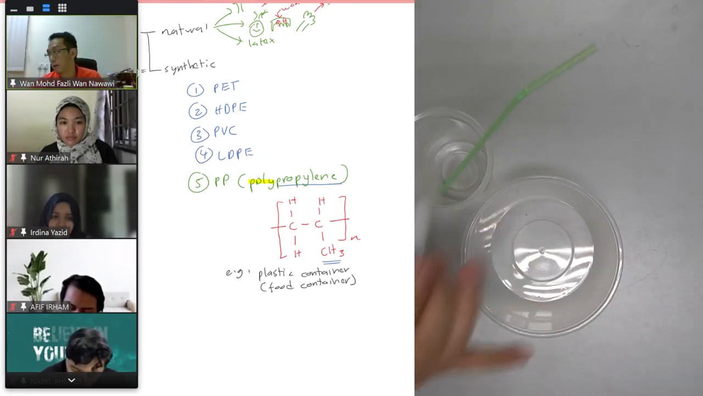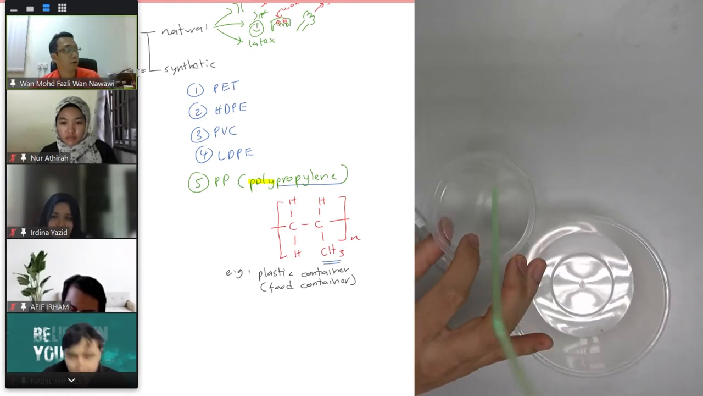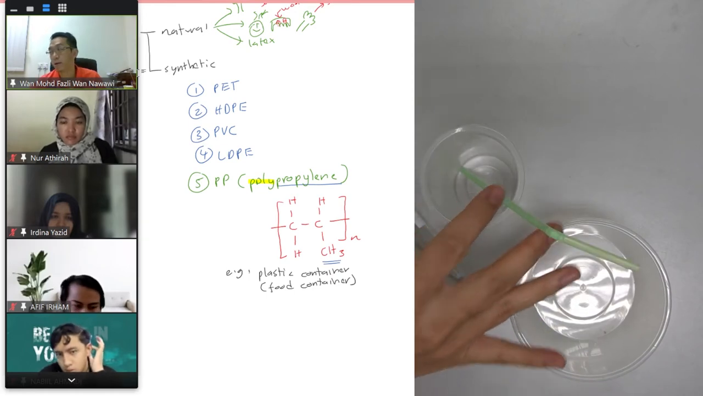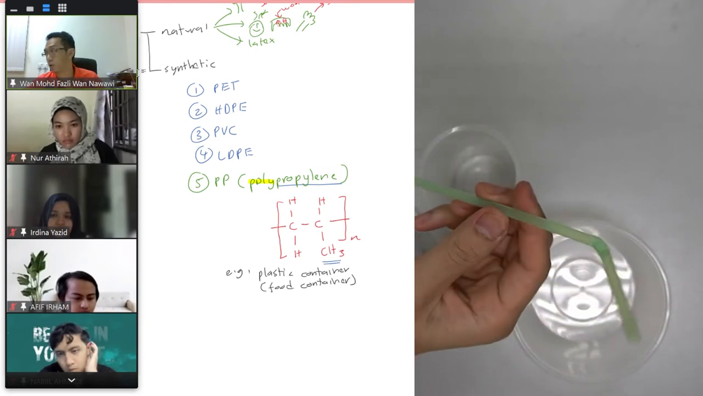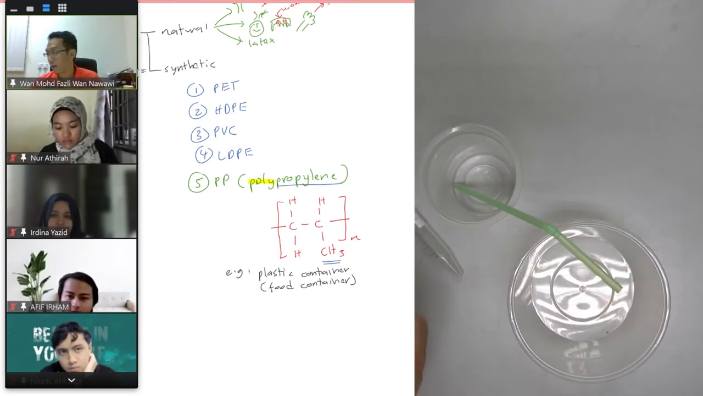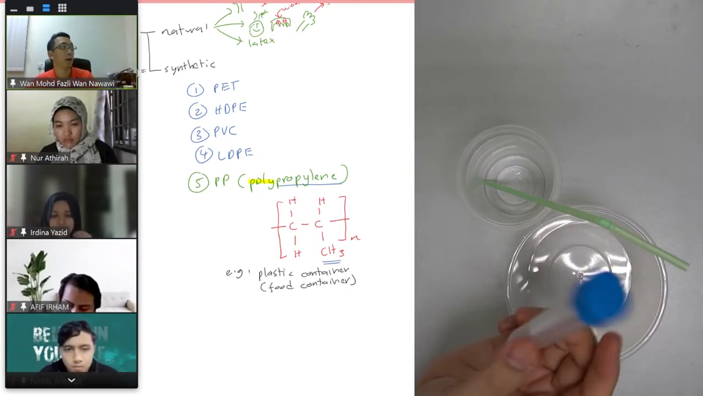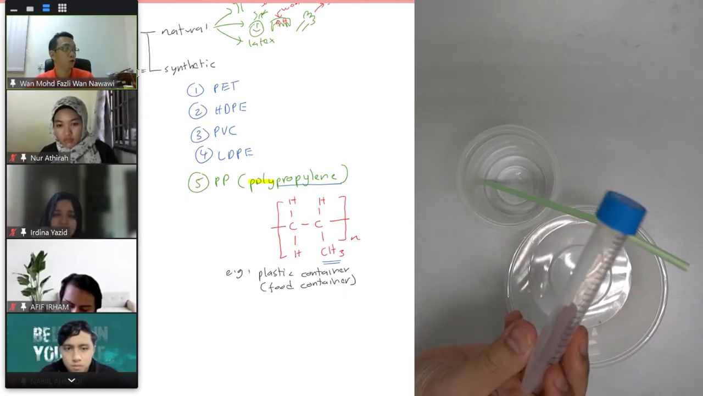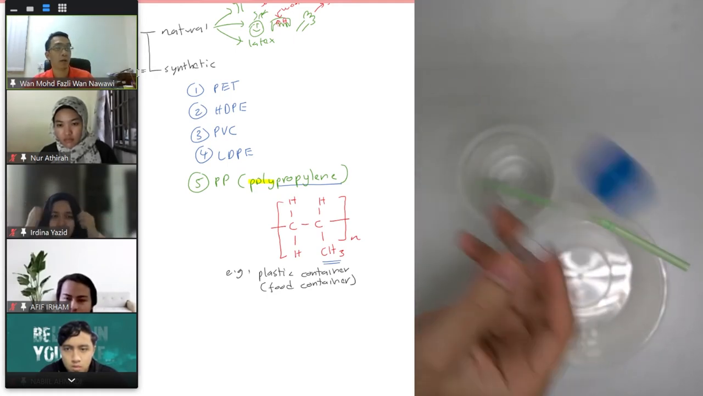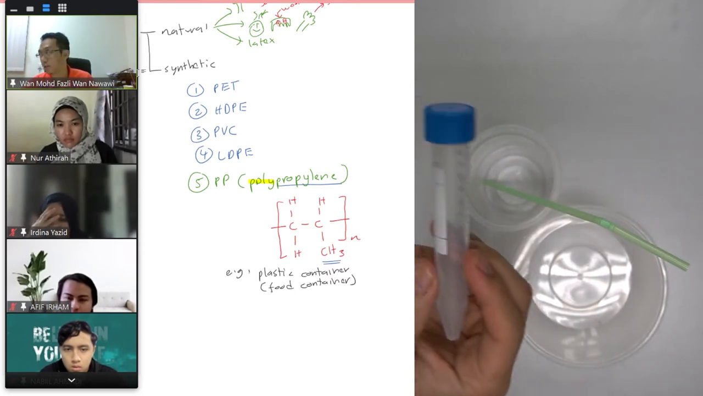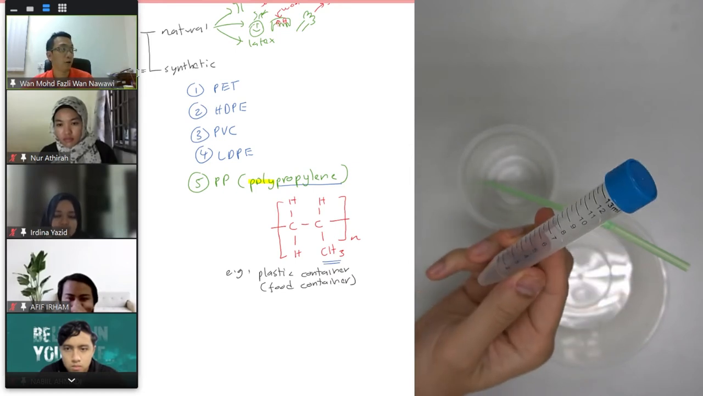So you have something like this. You have this plastic container made from polypropylene. This cup also is normally made from polypropylene. The normal straw, the plastic straw, is also made from polypropylene. And when you go to the lab later on, you will use this a lot. This is a centrifuge tube. You put something inside, and then you put it into a machine that rotates very fast. Something will be sedimented inside this tube. So this is what we call a centrifuge tube.